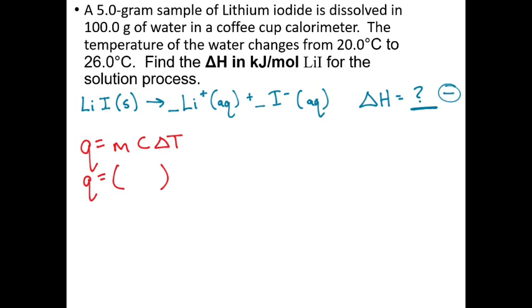If I had 100 grams of water, and then I added 5 grams of the reactants in here, I actually have 105 grams of matter in here that is warming up. So even though the lithium iodide is the reactant, it's warming itself up too. So the mass I'm going to use for these kinds of problems is going to be the total mass of the water and the reactants. So I'm going to use 105 grams because that's the total mass of both of those.